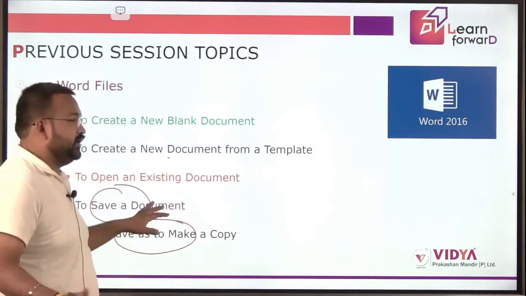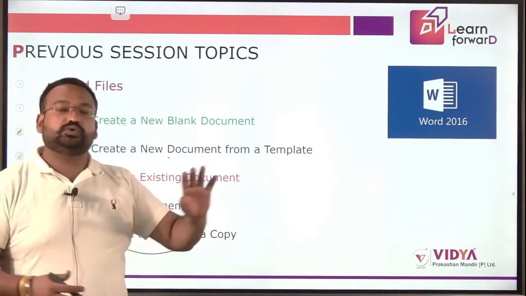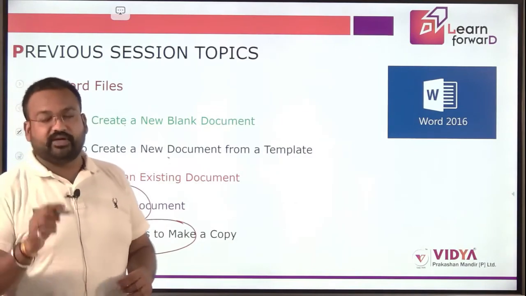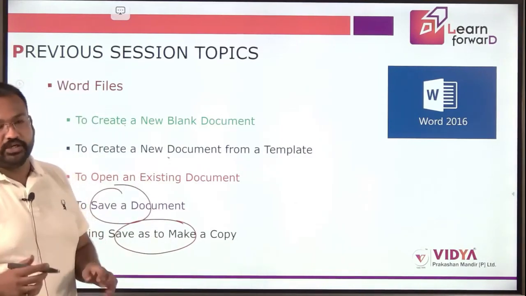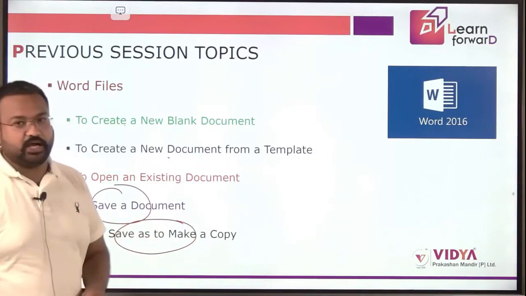And then we saw how we can open an existing document. We can go to the File tab, and over there is an option Open. When we click on that, we get the chance to browse the document, whatever document we want to open. And then we have seen how we can save it.